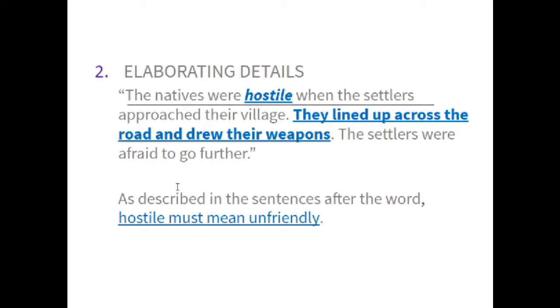Okay, next type of context clues, elaborating details. So have a look at the example. The natives were hostile when the settlers approached their village. They lined up across the road and drew their weapons. The settlers were afraid to go further. So as described in the sentences after the word hostile, you can guess that hostile here must mean unfriendly, because when the villagers see the settlers, they take out their weapons, right?